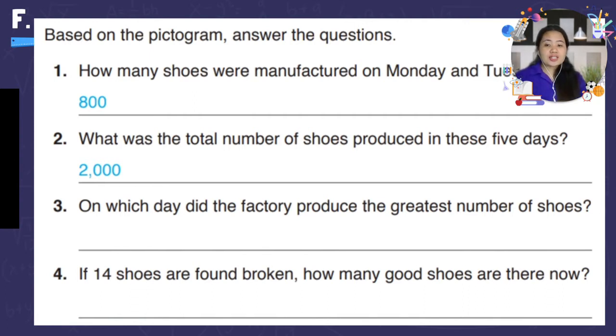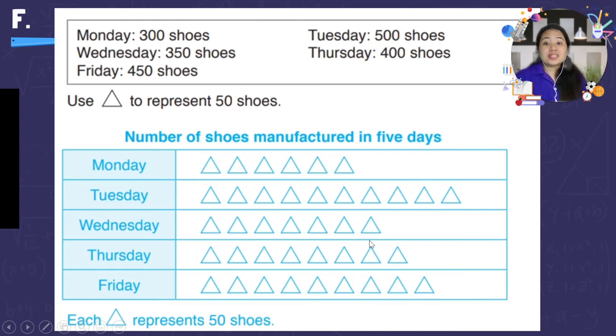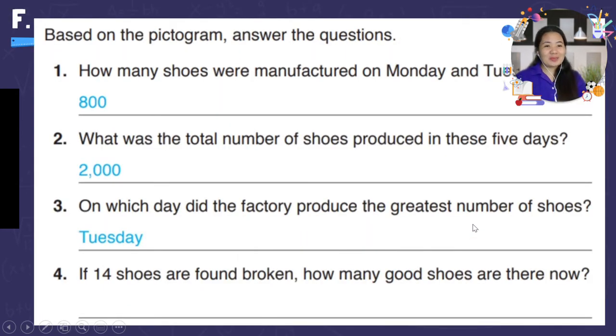Now number 3. On which day did the factory produce the greatest number of shoes? Okay, so you can see already at the table which day is the greatest. So look at more pictures. So that will be, okay, that's Tuesday. Nice. Number 4. If 14 shoes are found broken, how many good shoes are there now?